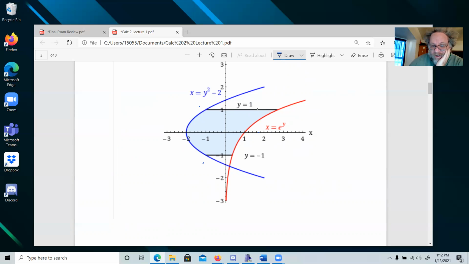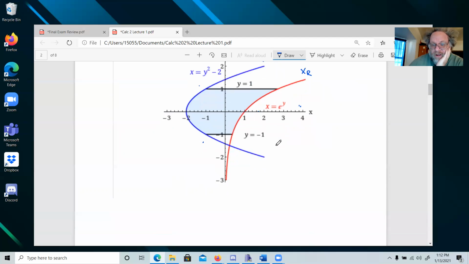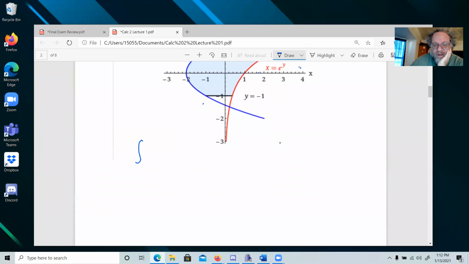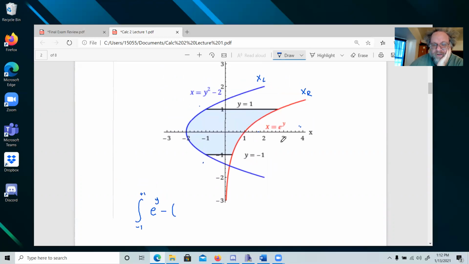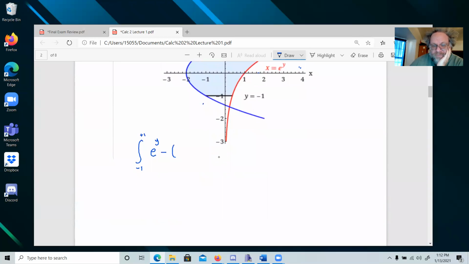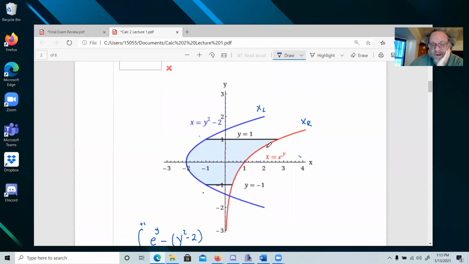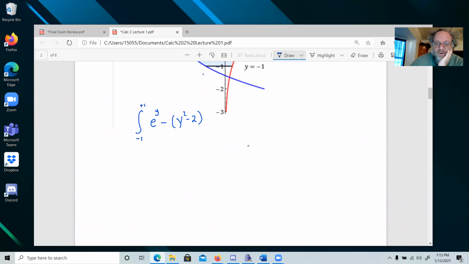All right. But that's how we're going to do this. So we know which one, right? We know this is the right. We know this is the left. So we're going to take this red one minus this blue one. All right. So what we're going to do is we're going to integrate from -1 to +1, okay, of e to the y minus, and in parentheses, y squared minus 2. All right. And that's how we have to set this thing up. All right. So dy, right, for the whole thing.